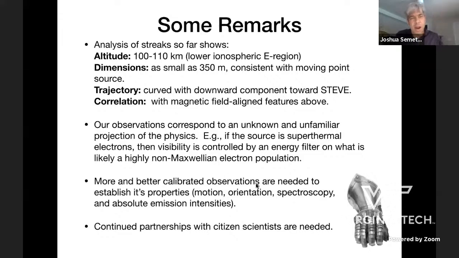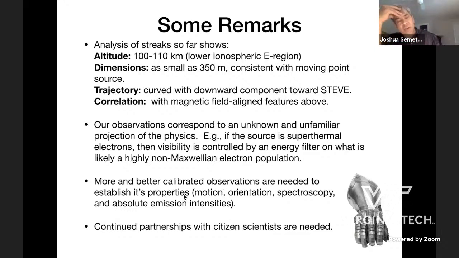Some closing remarks: we've determined this is an interesting feature. It's order hundreds of meters, probably. We don't have a lot of really high resolution measurements of this feature. It's in the lower E region, where lots of instabilities coupled together could produce features that look like this. It has a curved trajectory, and at least some correlation with field line features above it.